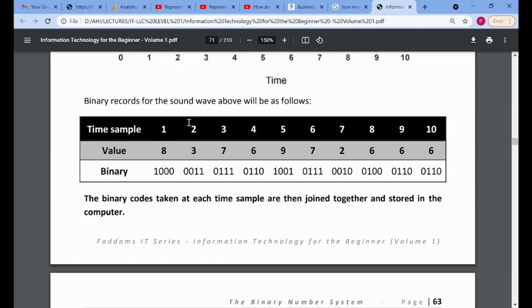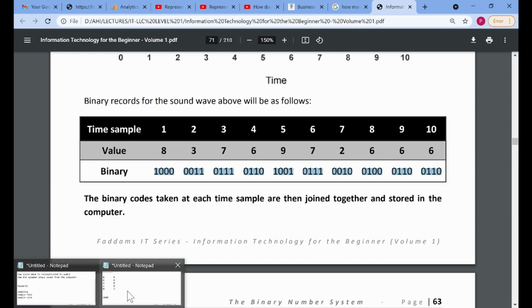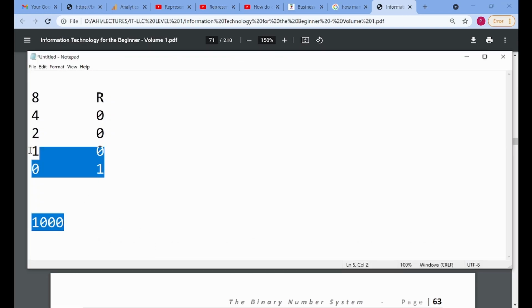So those numbers can be written down as just decimal numbers and then converted back into binary. The binary codes taken at each time sample are then joined together and stored in the computer. Let me copy the binary code here and paste it somewhere here.